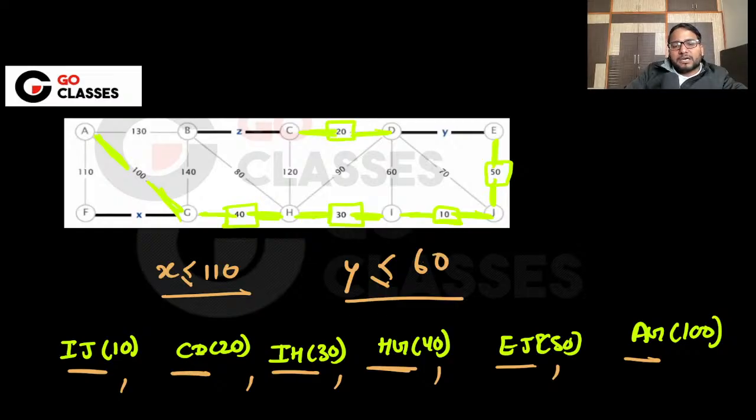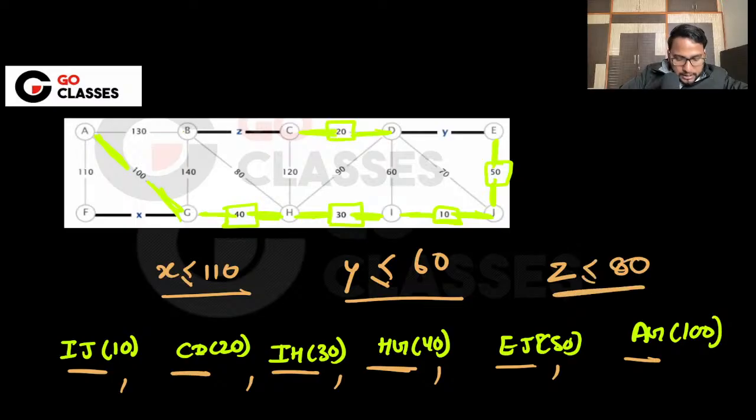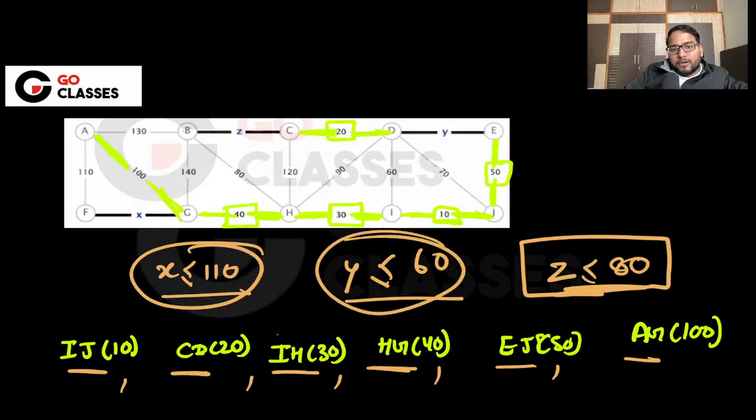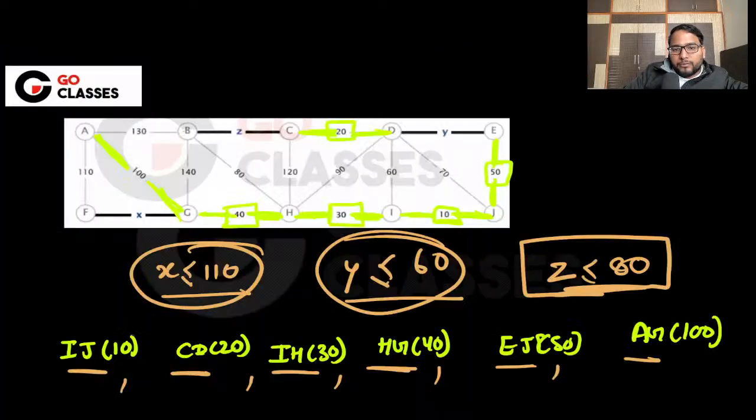Let me know if these things are understood. What about Z? This 140 is forming a cycle. 80 is also, I mean, anything from here will form a cycle, right? So 80 forming a cycle, 140 is forming a cycle, and yeah, this 130 is forming a cycle. So I think 80 is the best one, I mean, the closest one, right? So 80. These are the possible values here. Okay, so let's just see the answer. Yeah, 110, 60 and 80. See, 110, 60 and 80.